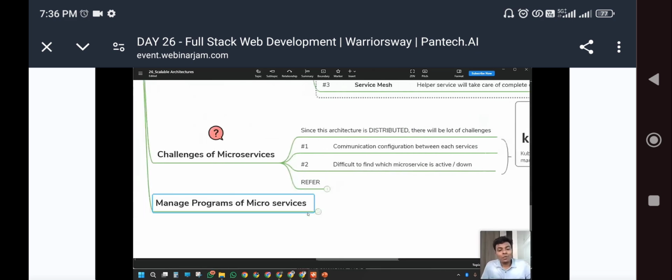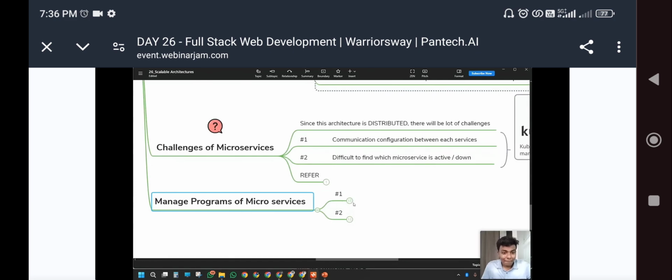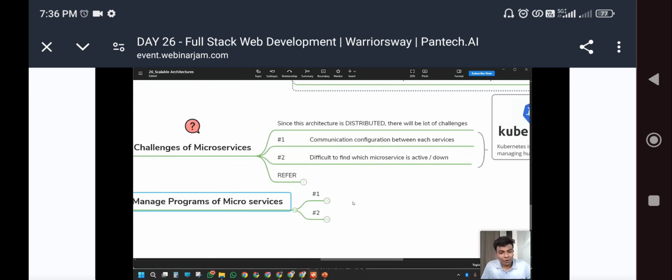And before that, while talking about managing programs for microservices, what is meant by programs? It might be source code. Because if you are talking about the Netflix clone, we can do it single-handedly, a normal, basic Netflix creation.